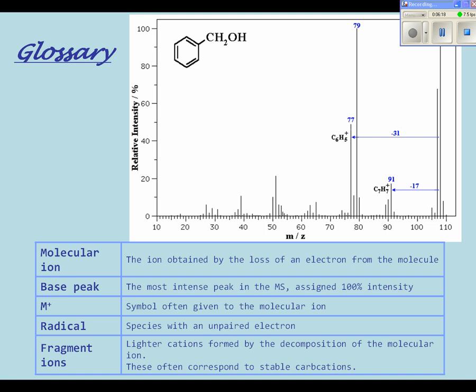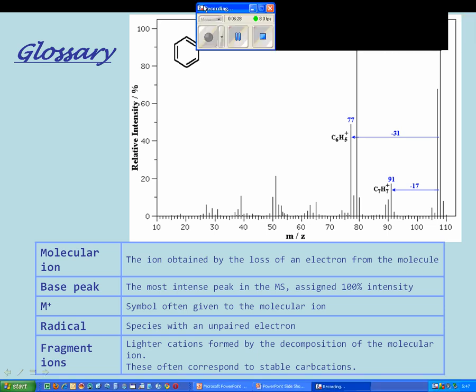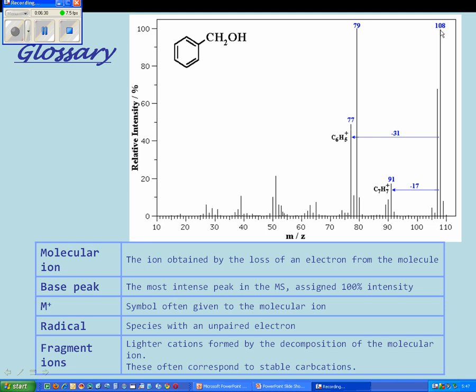Now, some of the terms that we've used so far include molecular ion. The molecular ion is the ion obtained by the loss of an electron from the entire molecule. The molecular ion is the peak, the furthest most peak to the right on the mass spectrum.